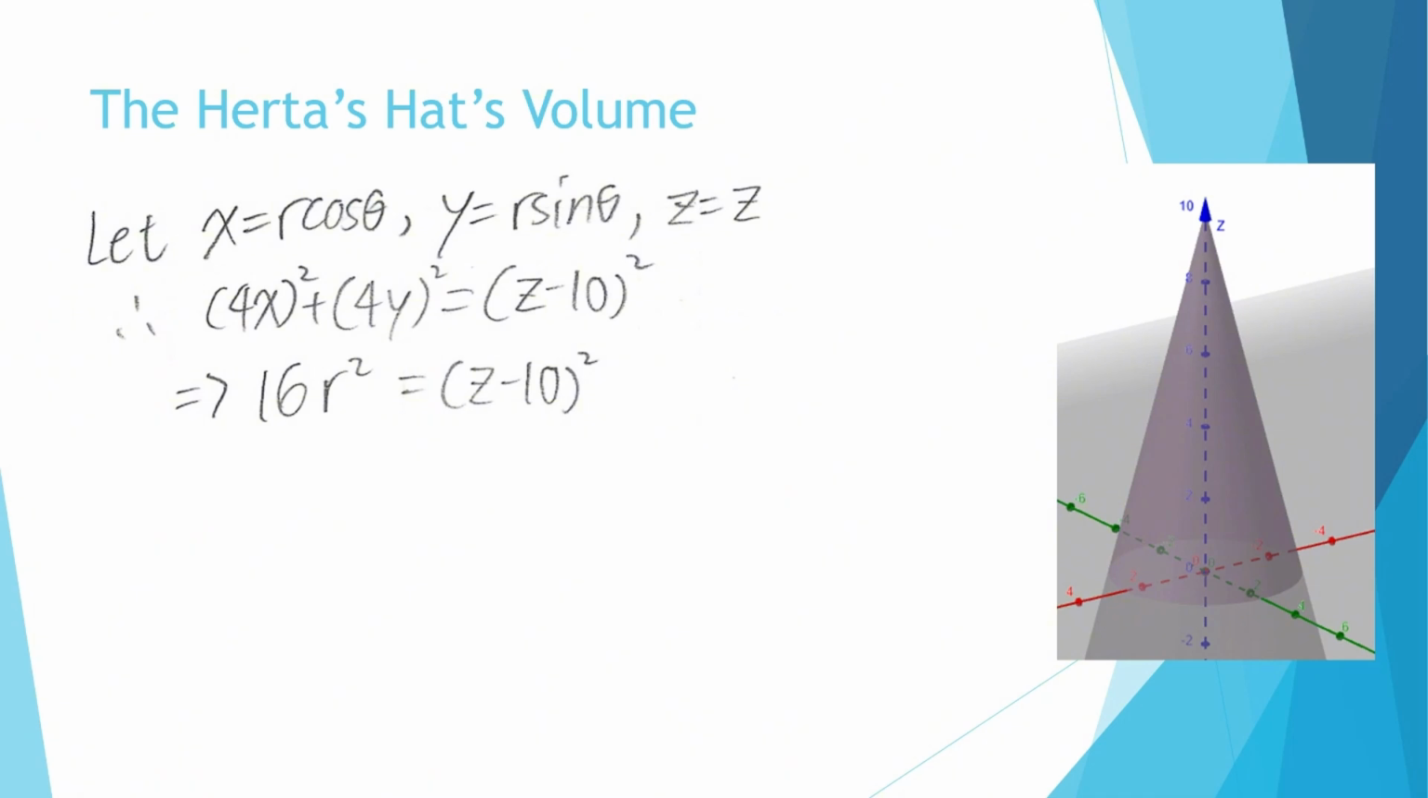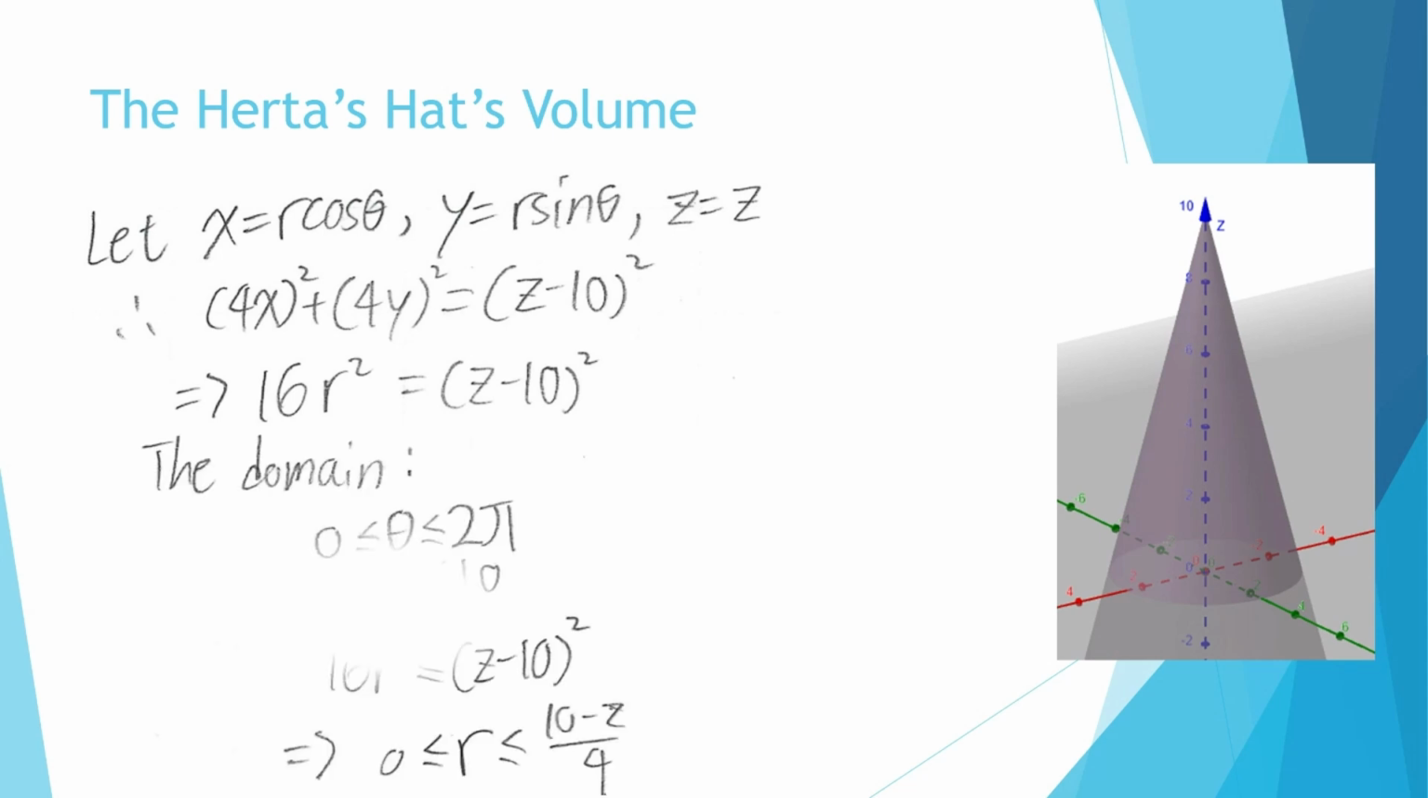To find the volume, we will use cylindrical coordinates, which measure the distance from the center. We will call this r. The angle around the hat, theta, goes all the way around from 0 to 2 pi. The height of the hat, z, goes from the base at 0 to the top at 10.